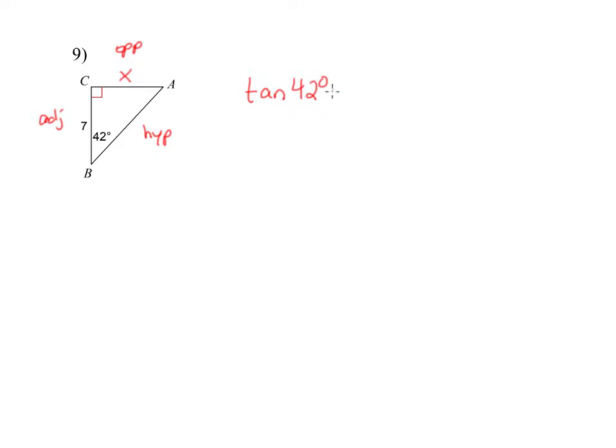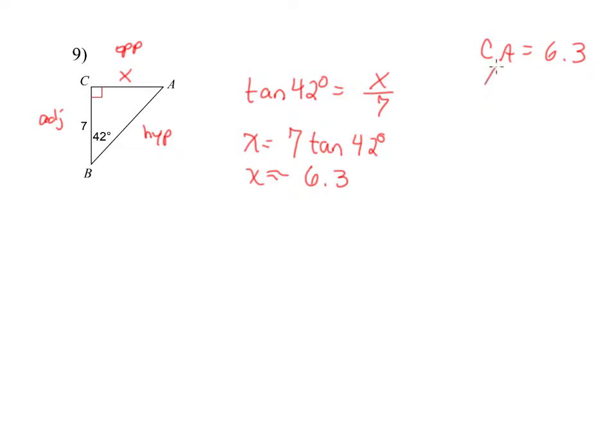Tangent of 42 degrees is equal to x over 7. So 7 times tangent of 42 degrees is equal to x, which is approximately 6.3. So line segment CA is 6.3. And then I need to find line segment AB and angle A.